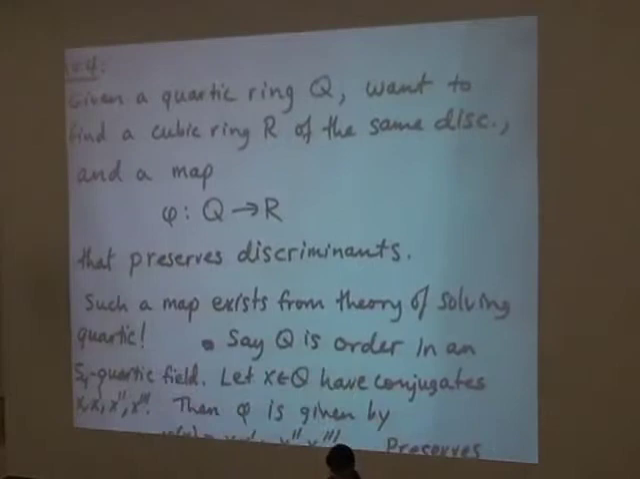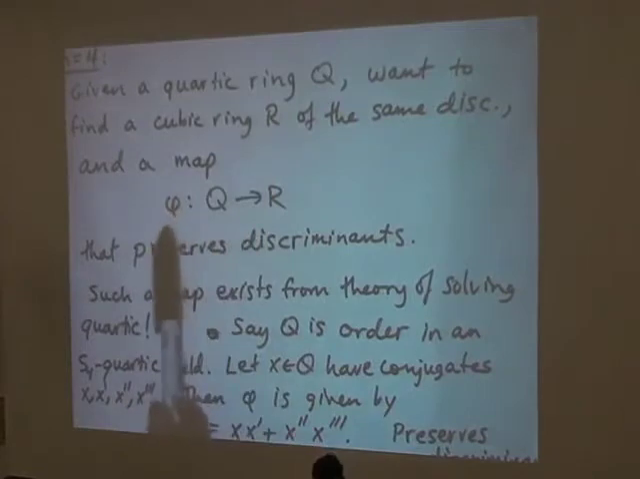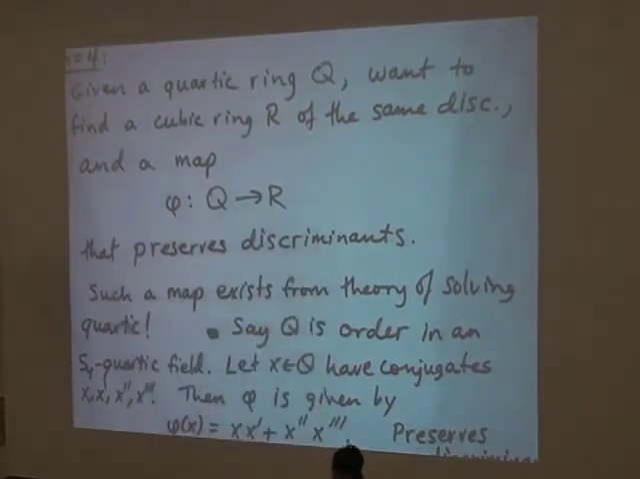Okay, so this is how we started n equals 4. We're given a quartic ring, and we wanted to find a cubic ring of the same discriminant. Just like we did in the cubic case, where we found a quadratic ring of the same discriminant. So now we're going to start with a quartic ring. We want to find a cubic ring of the same discriminant and a map phi that preserves discriminants.